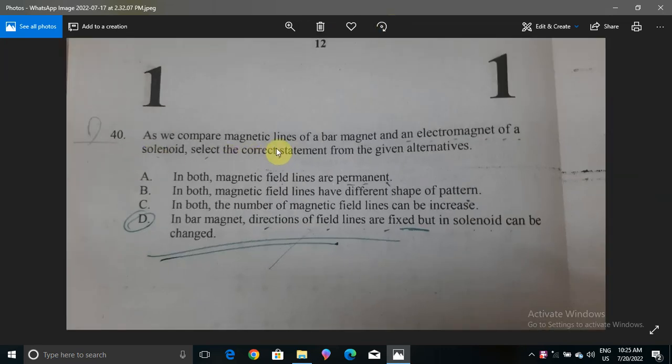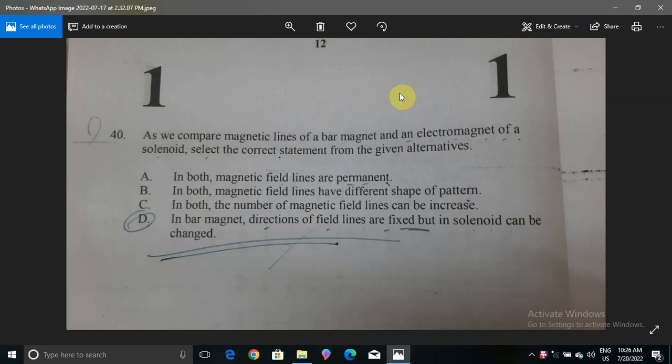As we compare the magnetic lines of a permanent magnet and an electromagnet of a solenoid, select the correct statement from the four alternatives. In both, magnetic field lines are permanent? No. In both, magnetic field lines have different shapes of pattern? No, it's not correct. The number of magnetic field lines can be increased? No. The last alternative: in a permanent magnet, directions of field lines are fixed, but in solenoids can be changed. This is the correct and the best answer for question number 40.